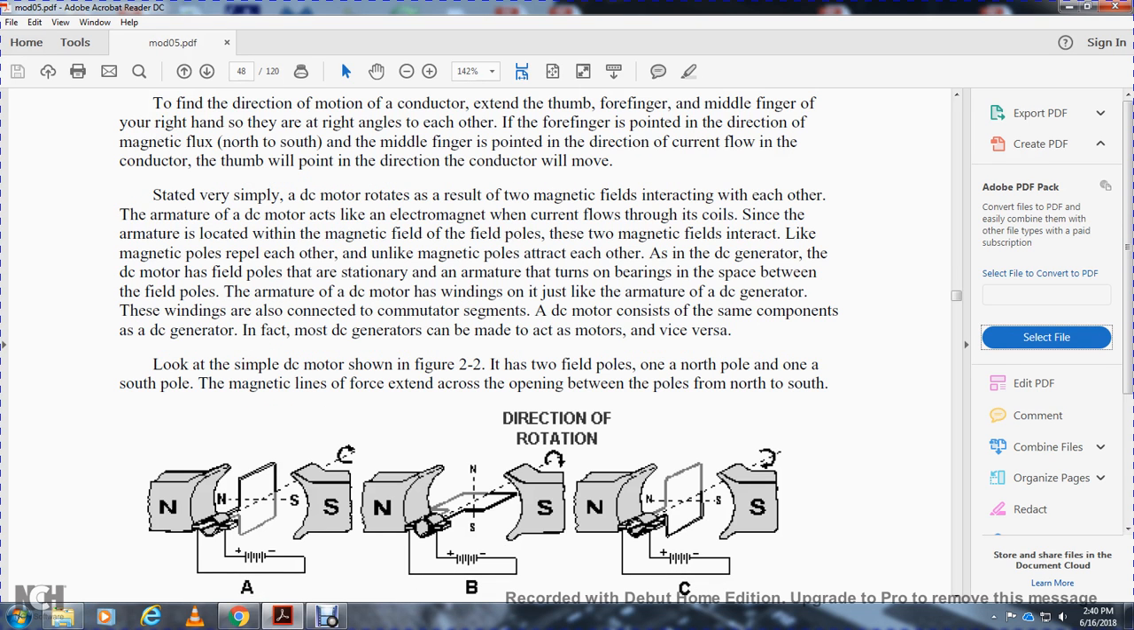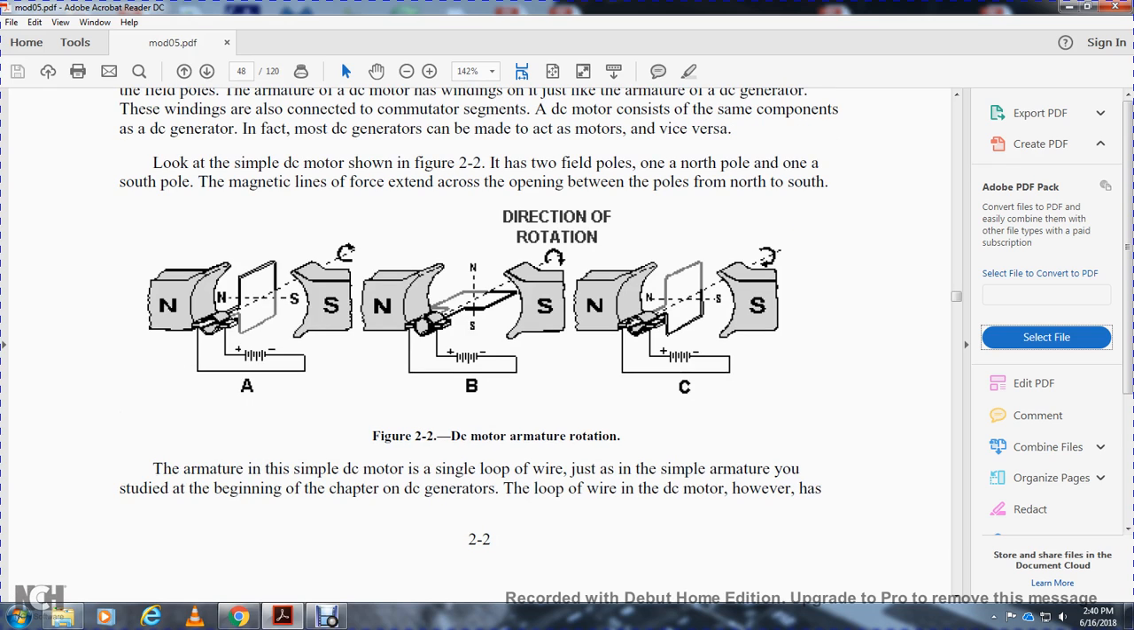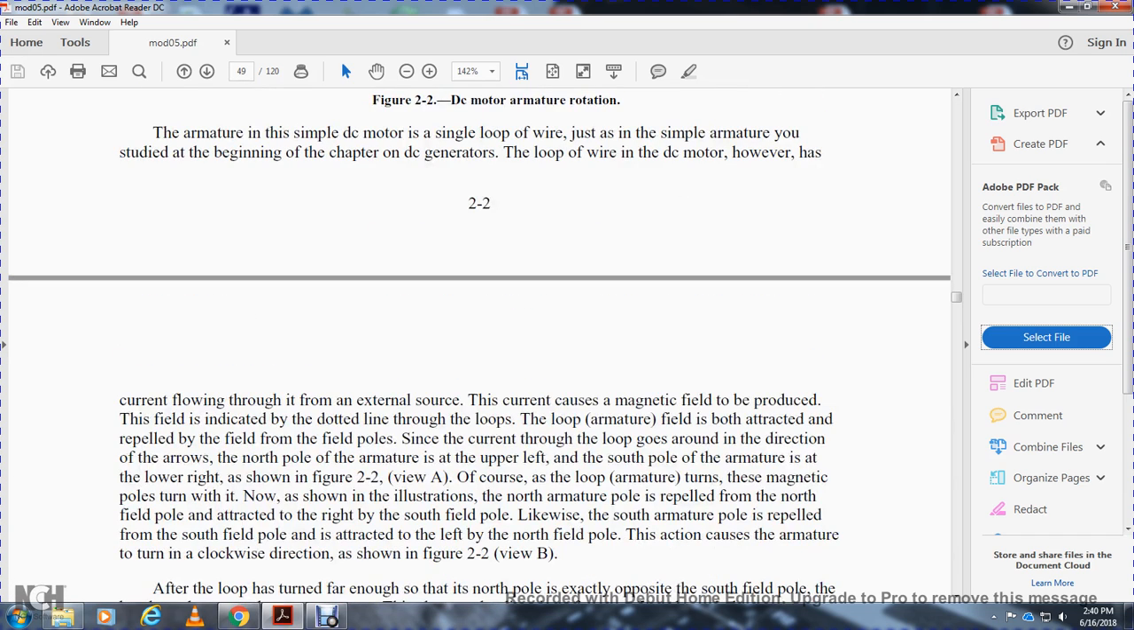Look at the simple DC motor shown in figure 2.2 with two field poles, one north pole and one south pole. Magnetic lines extend across the opening between the poles in the north-south direction. Also applied is a battery. The armature of the simple DC motor is a single loop of wire, just as in the simple DC generator. However, current flowing from the external source causes a magnetic field, indicated with the dotted line through the loop.